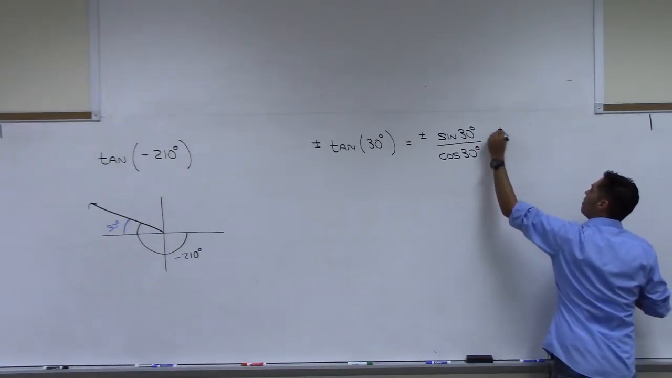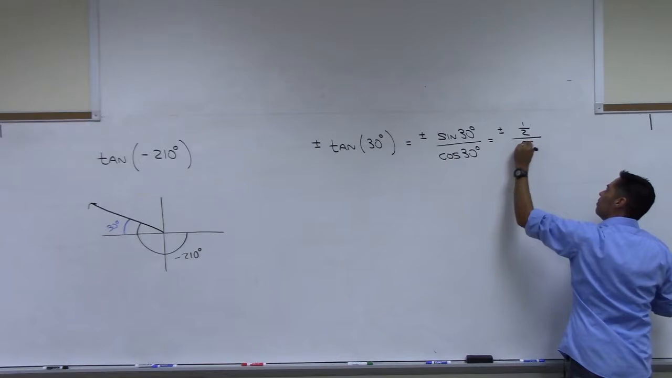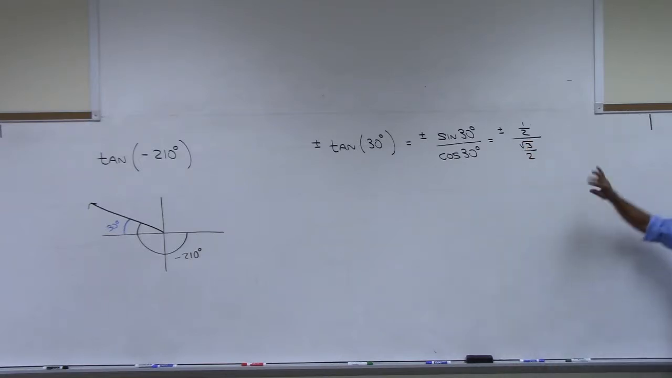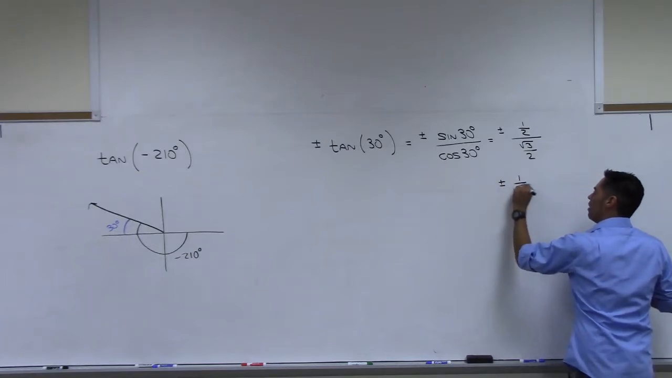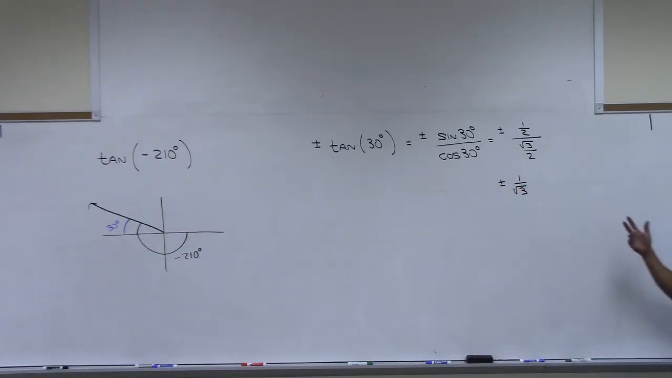So plus or minus is going to be 1/2 over root 3 over 2. And then if you do the reciprocal here, you get plus or minus 1 over root 3. Or root 3 over 3. Square root of 3 over 3. Either way, I'm going to leave it like that.